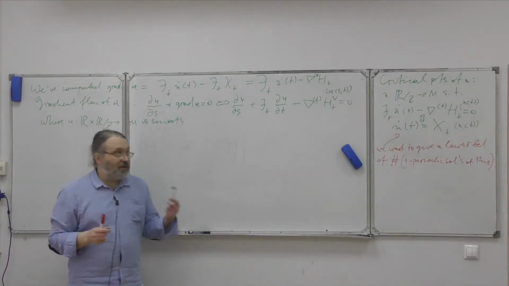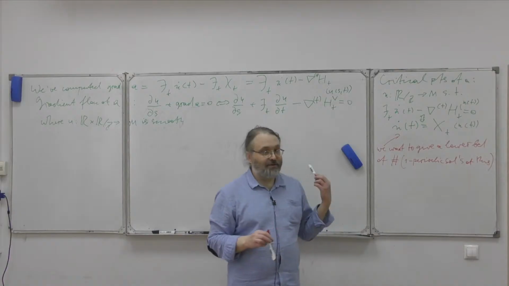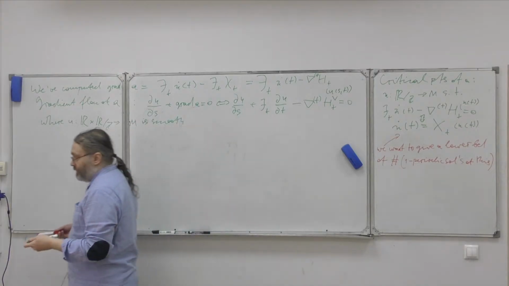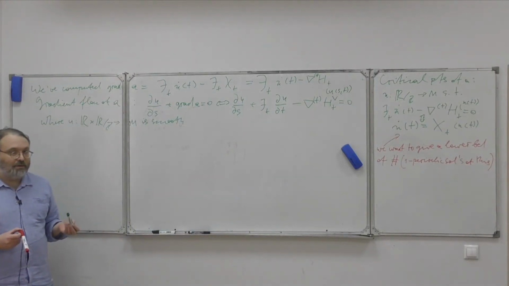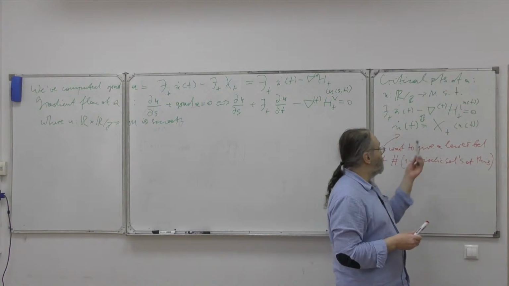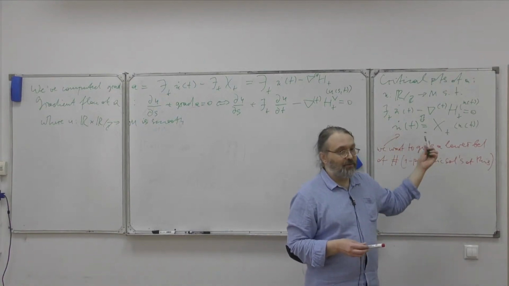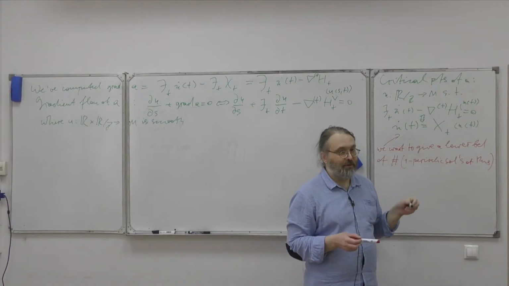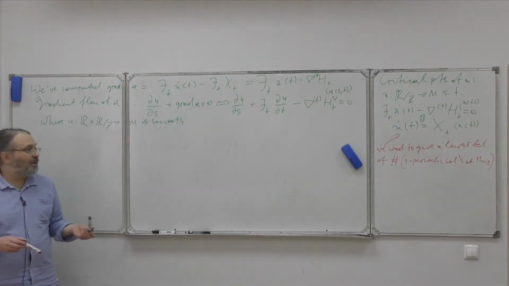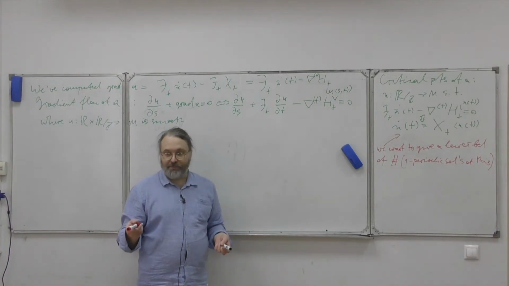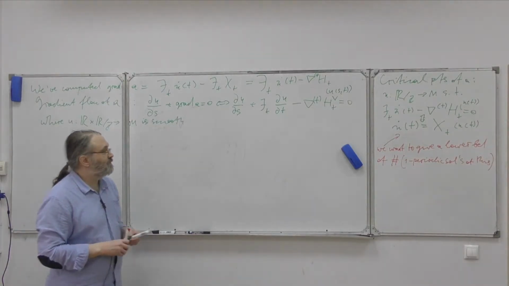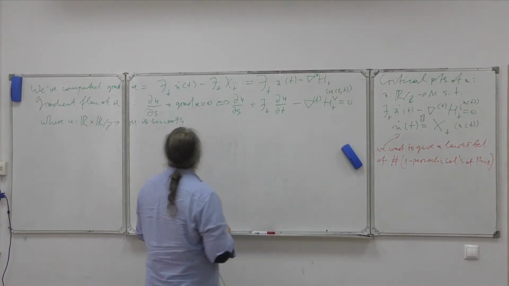So the resulting equation is related to the critical points of the functional. The critical points are precisely the periodic solutions that we're looking for, that we want to estimate. Do you agree? Okay. Well, let's see.